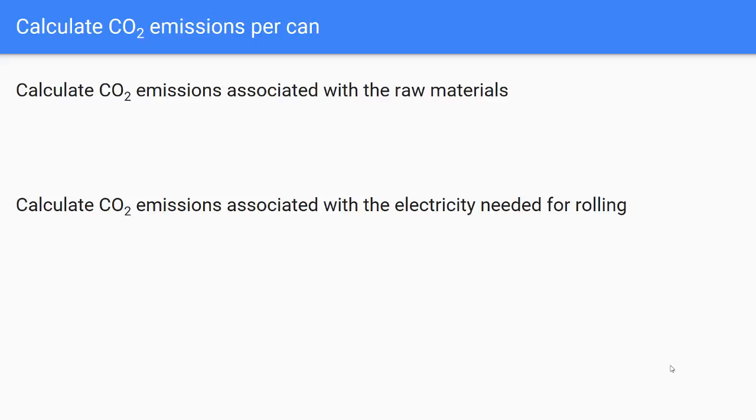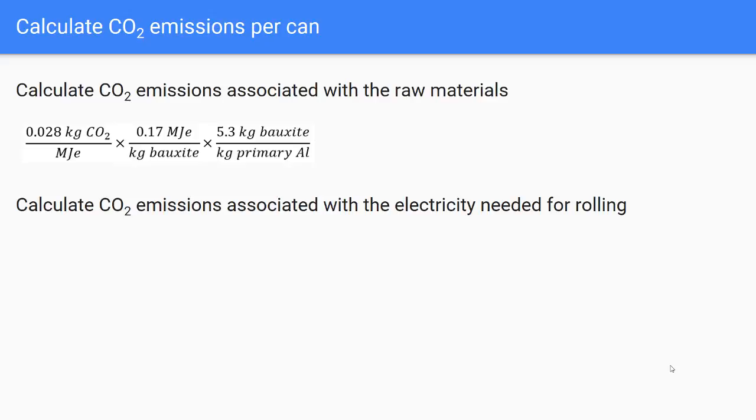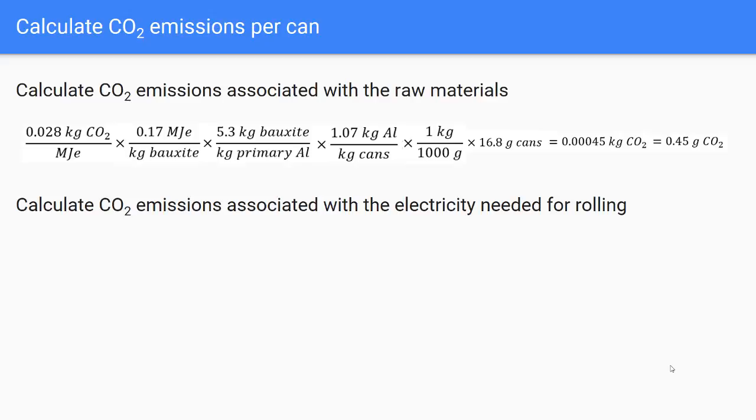We'll now see how this translates into the CO2 emissions per can as an equation. First, we have the kilograms of CO2 per megajoule of energy multiplied by 0.17 megajoules of energy per kilogram of bauxite ore multiplied by 5.3 kilograms of bauxite per kilogram of primary aluminum multiplied by 1.07 kilograms of aluminum per kilogram of can multiplied by 1 kilogram per 1,000 grams to convert the units multiplied by 16.8 grams of can. This results in 0.45 grams of CO2.